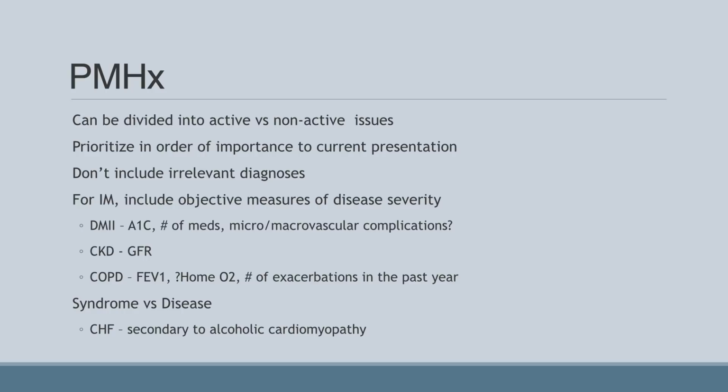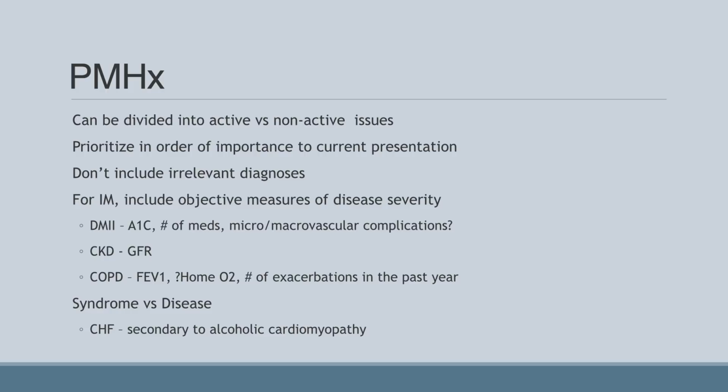Again, you should try to prioritize the past medical history based on relevance to the current admission. So if you've got a patient with a STEMI, mention their cardiac risk factors like their hypertension and their diabetes first. And only include things that you think are really relevant or that could potentially become relevant to the current problem. Again, if your patient had cataract surgery 30 years ago and it was totally uncomplicated, and now they're in for a septic knee, you really don't need to mention the cataract surgery.